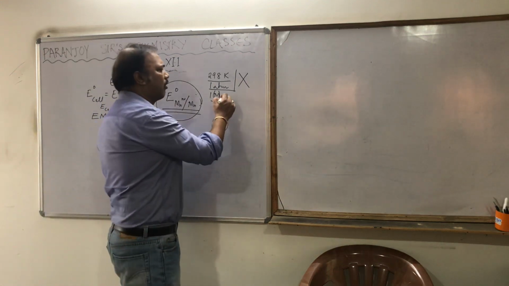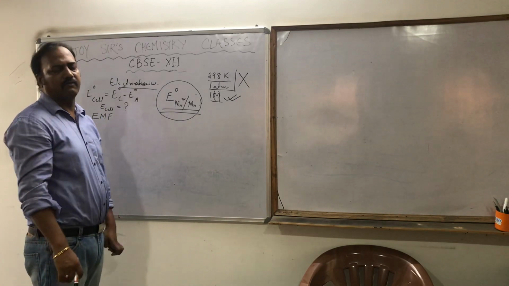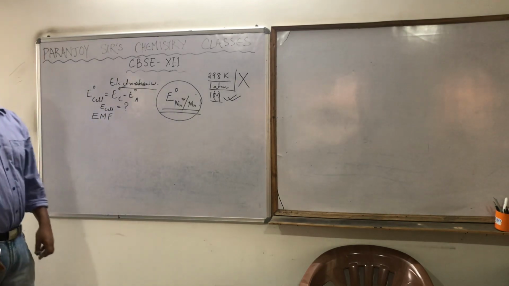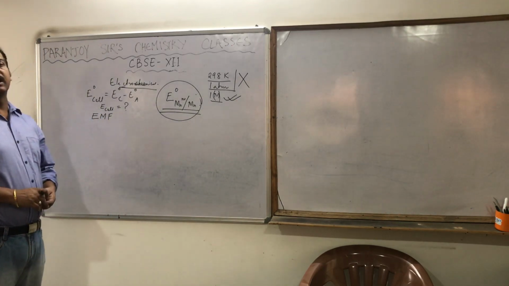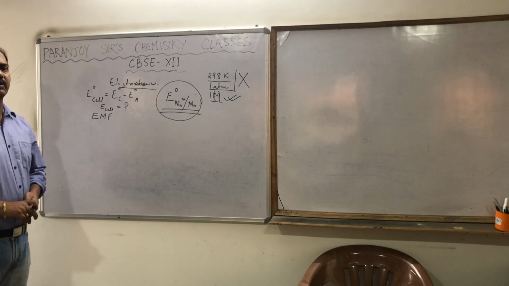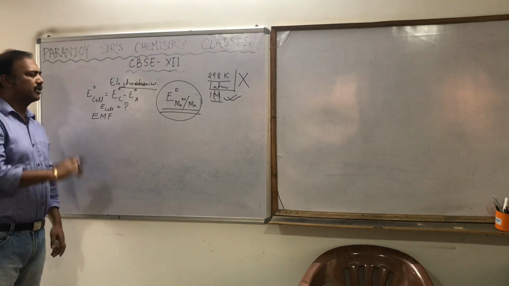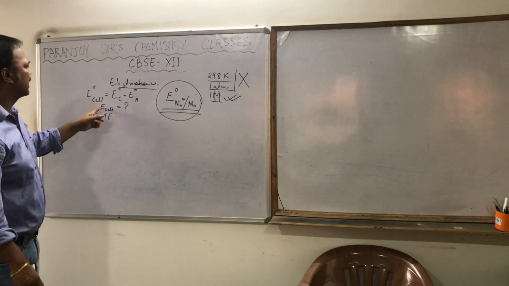We are going to study only how it varies with the concentration of the solution. That is, we are making the non-standard condition by varying the concentration from 1 molar to something else. Okay, so let us try to know now how that E cell is found.